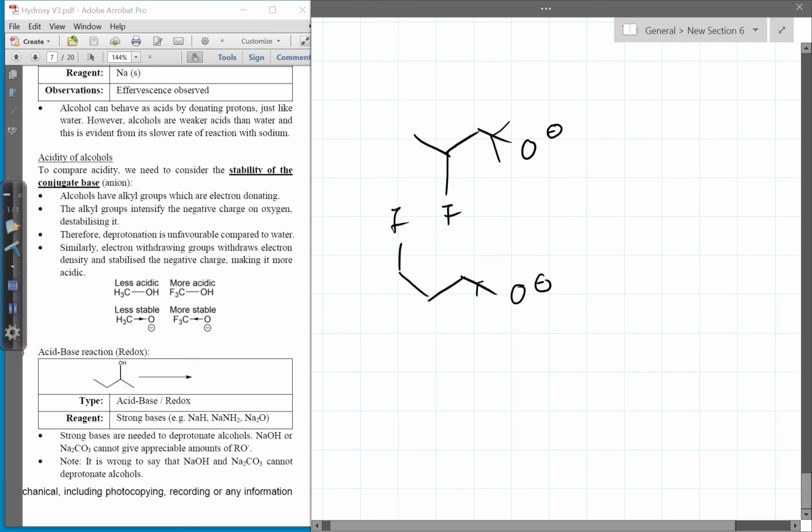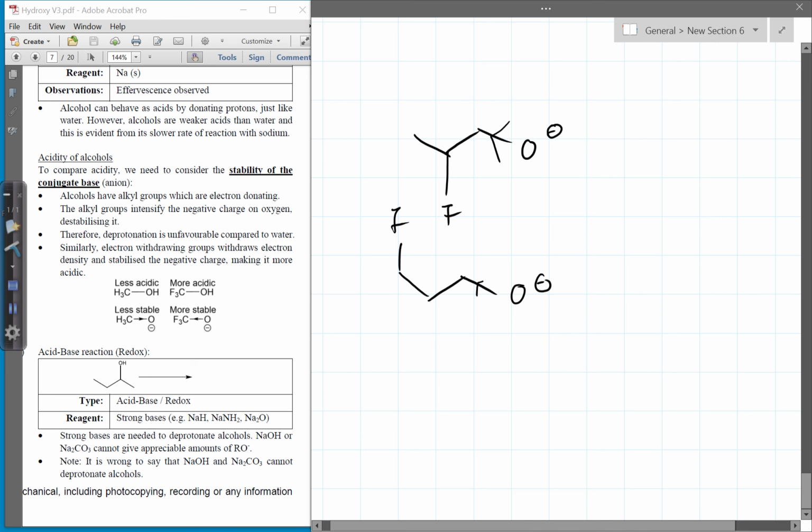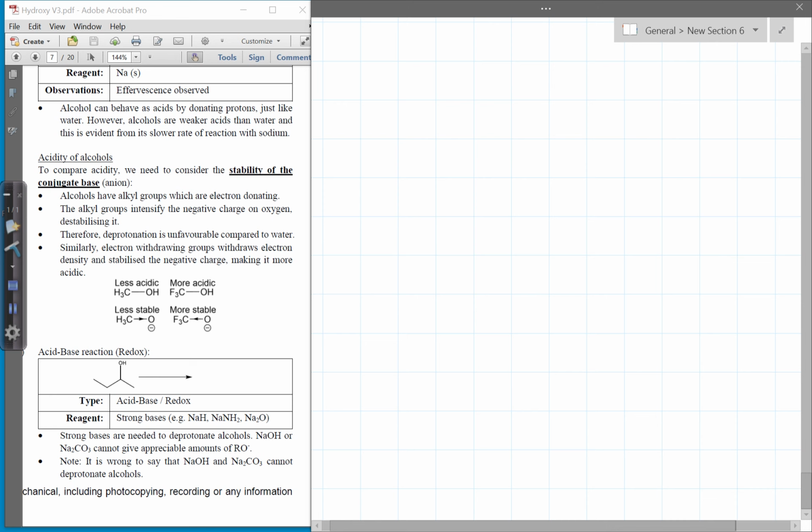So for acid-base reactions, this is basically just a redox reaction. You can introduce strong bases as such. So strong bases are needed to deprotonate alcohols because, like what I said, alcohols are weak acids, correct? So if you use Na2CO3 etc., it won't give you appreciable amounts of RO minus. But take note, it is wrong to say that NaOH and Na2CO3 cannot deprotonate. They can still deprotonate, just that the amount is very little, right?